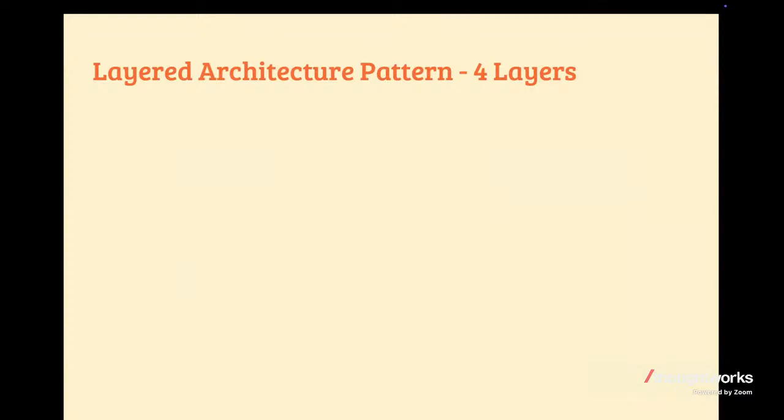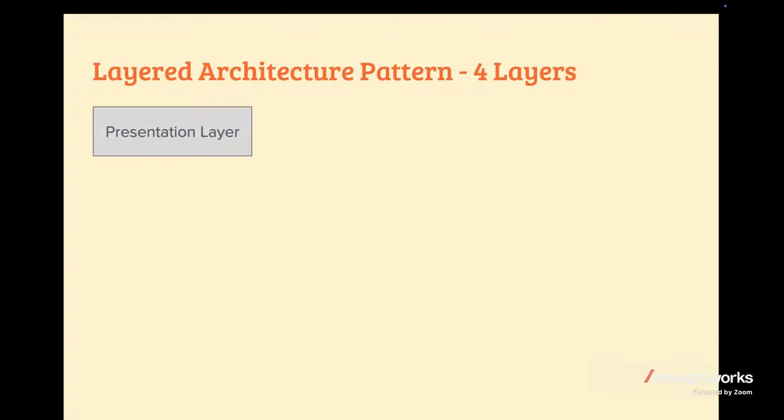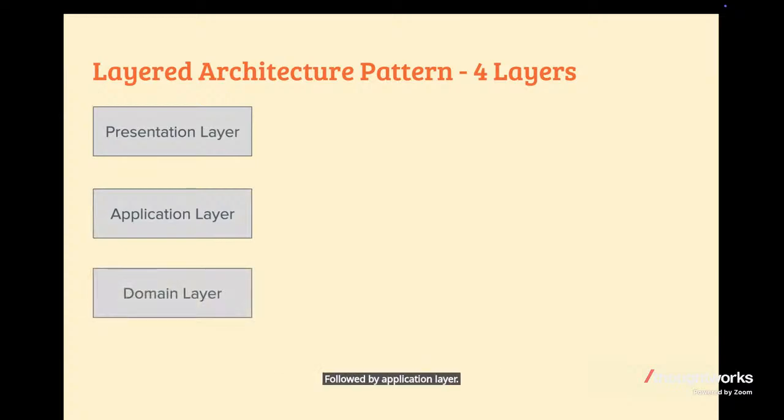There are four primary layers in the layered architecture pattern. Let's have a look at these layers first, and then we will understand the purpose of each layer. The topmost layer is the presentation layer, followed by the application layer. Then comes the domain layer. And finally, we have the infrastructure layer. So these are the layers from top to bottom.